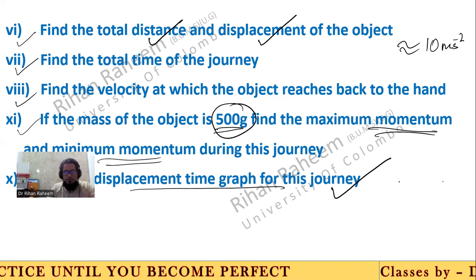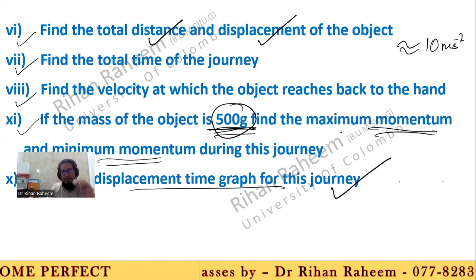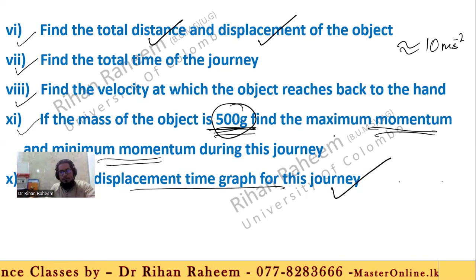If the mass of the object is 500 grams, find the maximum momentum and the minimum momentum. What is momentum? Actually, it is the ability or the value to stop a moving object. That depends on two things. Equation is P equals M into V. Remember, in physics, mass will always be given in kilograms.